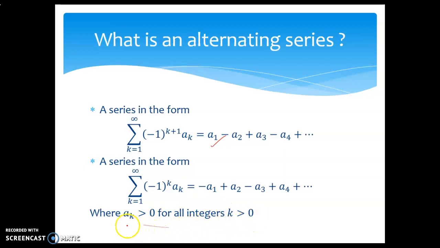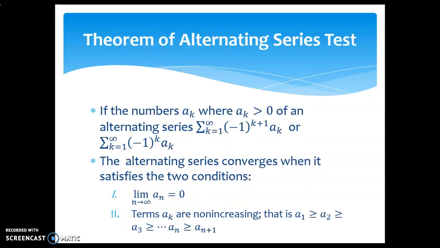Where all the numbers a_k are greater than 0. An alternating series is the summation from k equal to 1 up to infinity of negative 1 raised to the power of k plus 1 times a_k, or an alternating series is the summation from k equal to 1 up to infinity of negative 1 raised to the power of k times a_k.